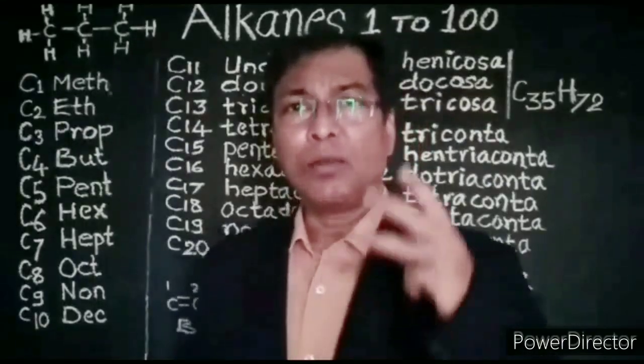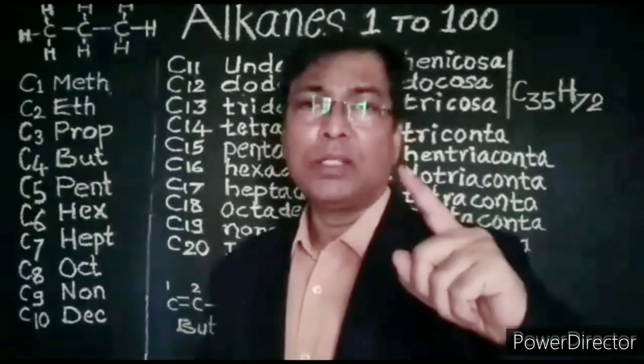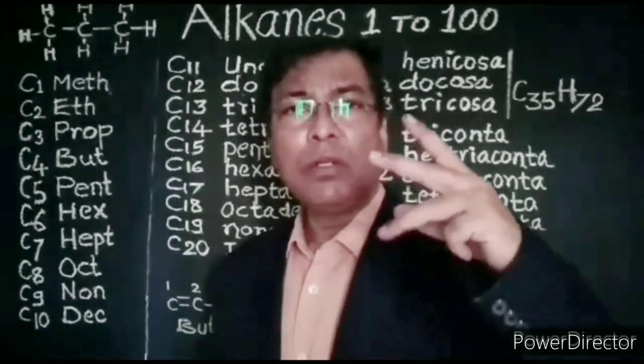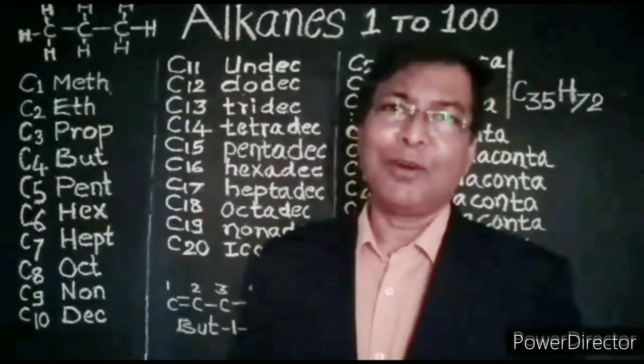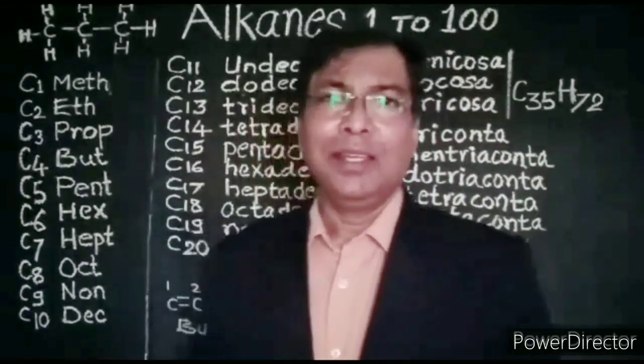Aliphatic hydrocarbons are of three types. We call them alkanes if a carbon-carbon single bond exists. We call them alkenes if a carbon-carbon double bond exists. We call them alkynes if a carbon-carbon triple bond exists. It may be an alkane, alkene or alkyne. Counting of carbon atoms is done in this way.